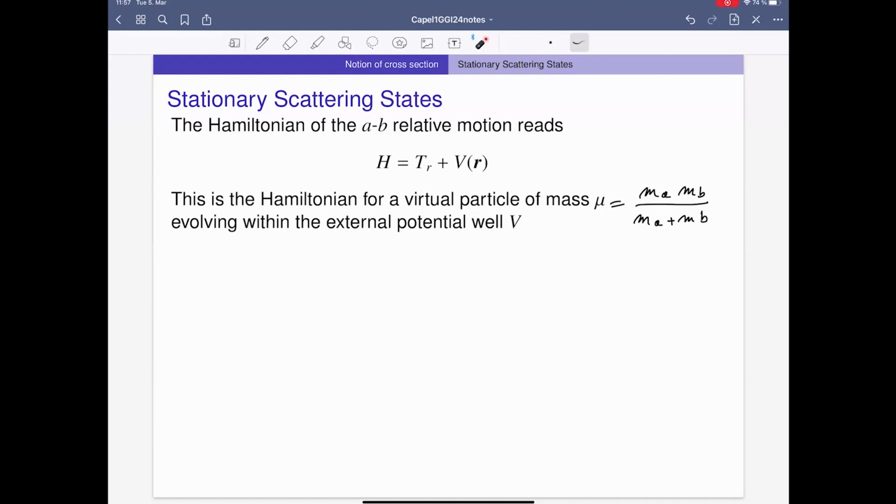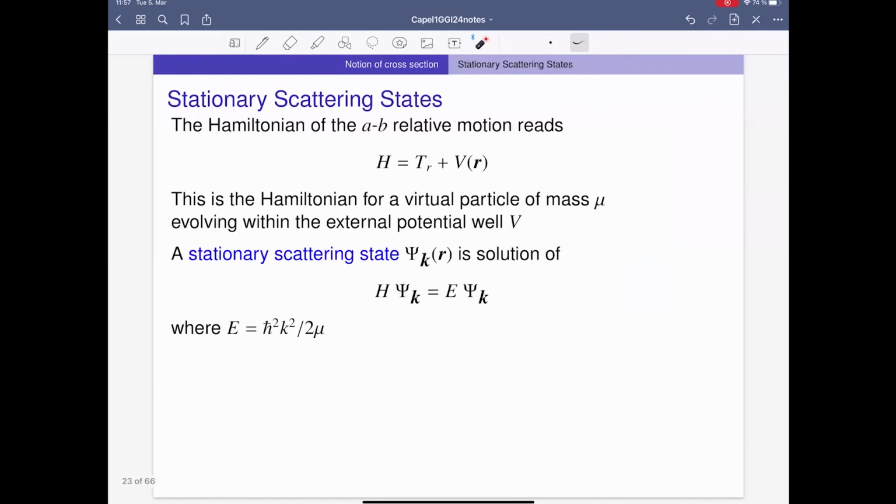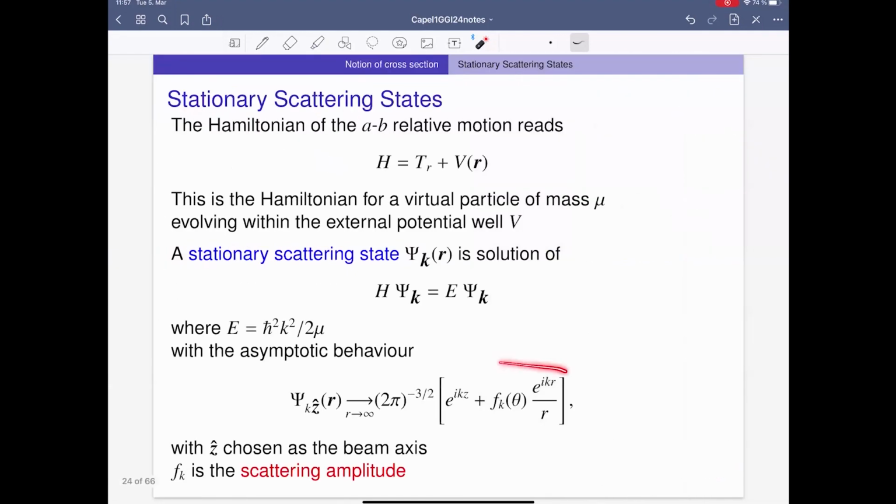And we will look at what we call stationary scattering states. These states are solutions of the Schrödinger equation, but which have an asymptotic behavior, which is this one. So we're back to this factor 2 pi to the power minus 3/2, which is the normalization chosen. You have two terms. You have an incident plane wave, and then you have an outgoing spherical wave. The amplitude of that wave varies with the angle, and this factor here is what we call the scattering amplitude. Here I've chosen z as the beam axis, so that's why I have that plane wave there.